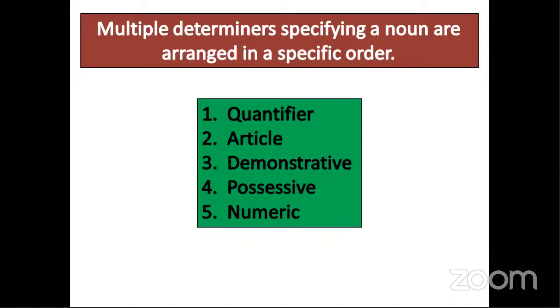We first put the quantifier. Then we use the article. Then the demonstrative. Then the possessive. Then the numeric. So you will understand this better with an example, but you should remember this order. This is the order in which it is always placed. And now you will notice there are some common mistakes which we make when we are speaking.